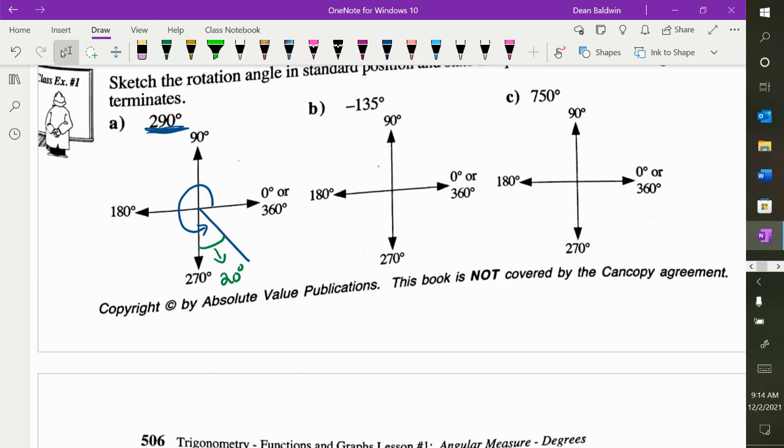Okay, next one, negative 135. What quadrant am I in? You said 3. You're in quadrant 3. It's negative, so I've rotated that way. What is this angle right there? How'd you get that? You know it's 90 to there, right? So how much past 90? So it's 135 minus 90 is 45 degrees.